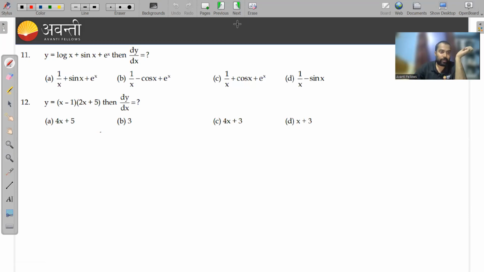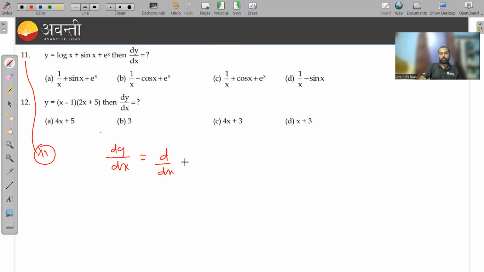Question number 11 here. It is asking to find the differentiation of the given function, right? So let's see the solution of the 11th question. That is y is equal to log x plus sin x plus e to the power x is given, and we need to find dy upon dx. So dy upon dx will be d by dx of log of x plus sin of x plus e raised to x.